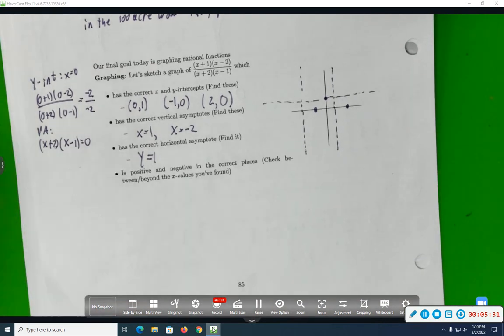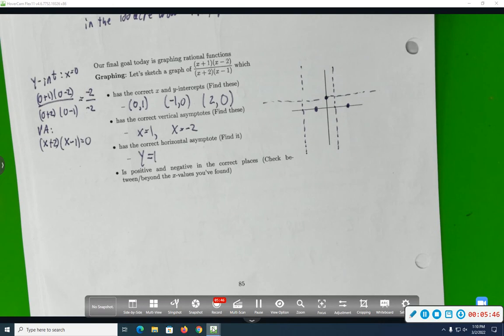There will be a horizontal asymptote of y equals 1. So now, I want a graph that reflects those facts and is also positive or negative at the right times. So let's just check that it's positive or negative at the right times. The only place where it can switch from positive to negative or negative to positive is either at one of the x-intercepts or at a vertical asymptote.